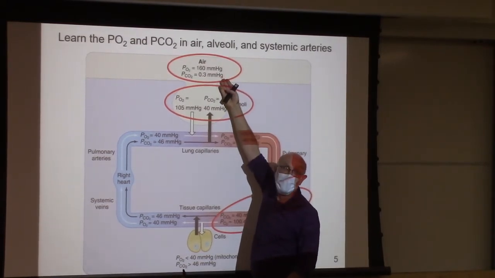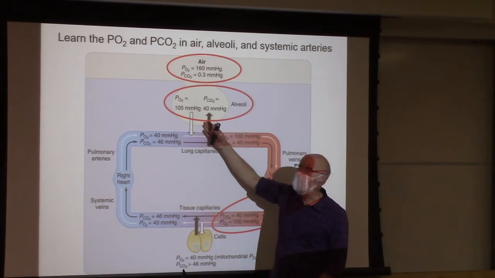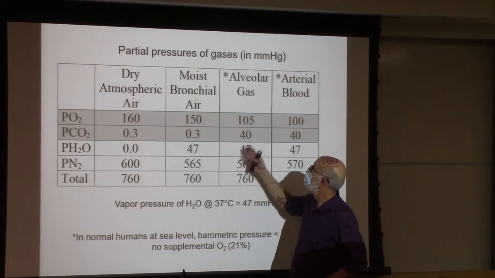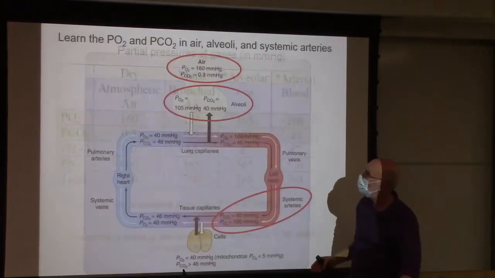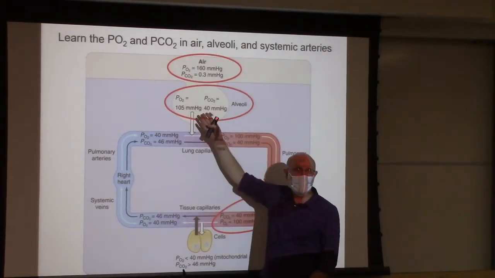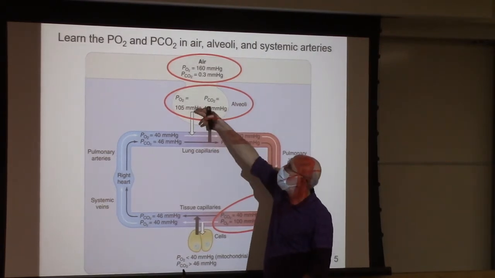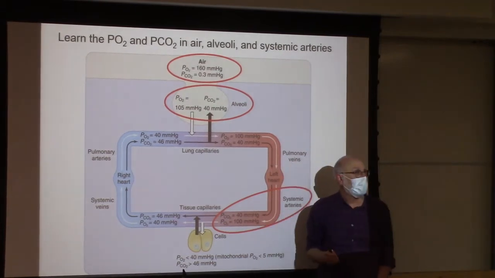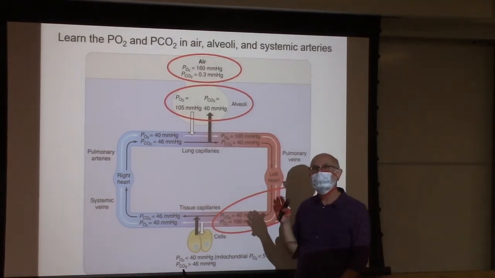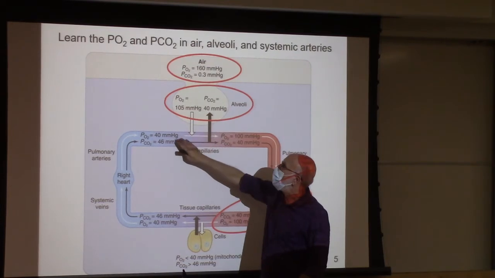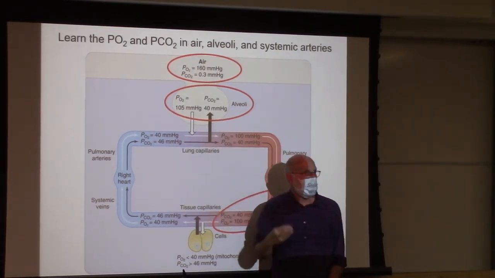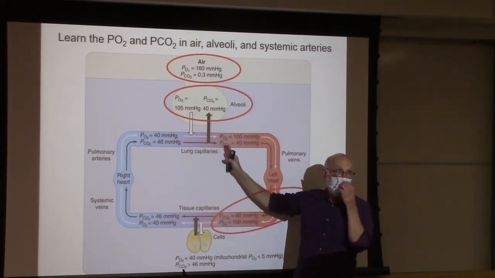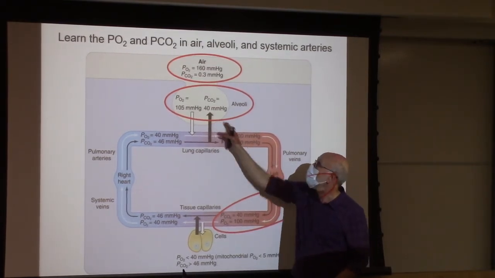Bronchial gas, alveolar gas, 105 and 40. Is this what I said? 105 and 40. Alveolar gas, and just as you said, the oxygen went into the blood and the carbon dioxide came out of the blood. Now really, we should be saying this oxygen went into the blood at the front end of a capillary, because by the time it gets to the end of a capillary, it has more or less reached equilibrium.